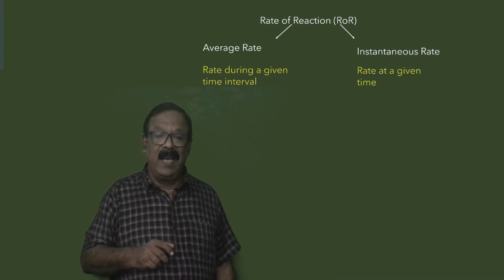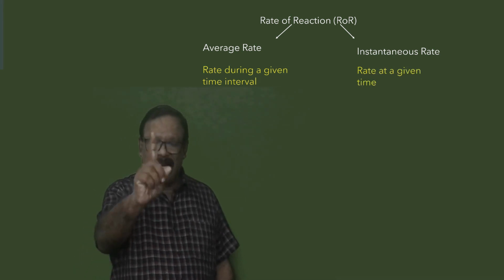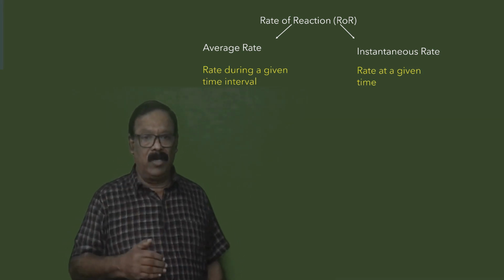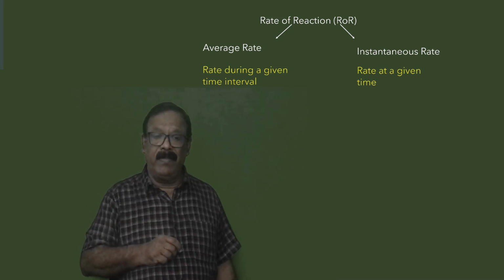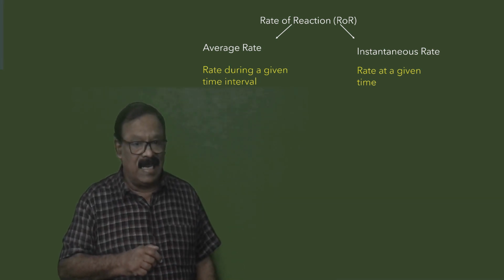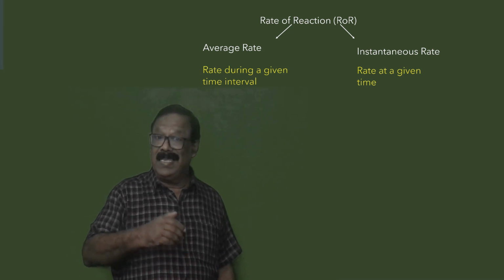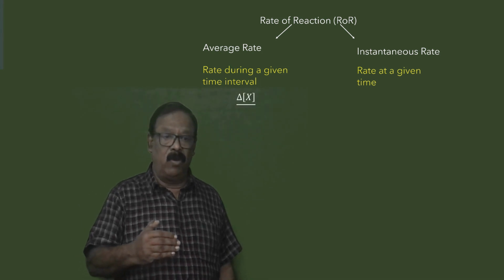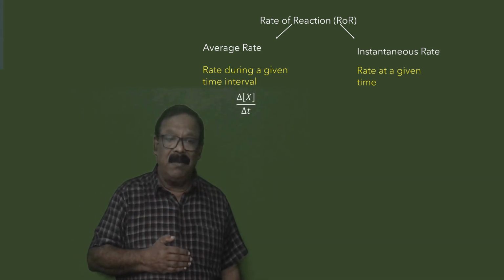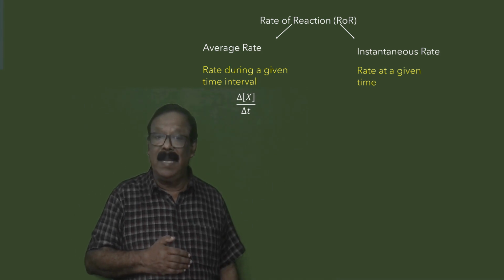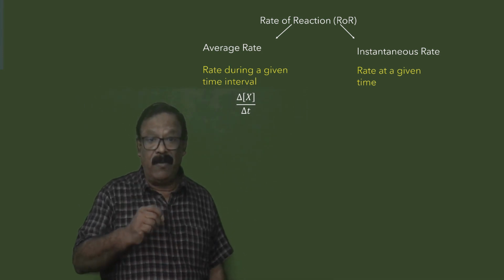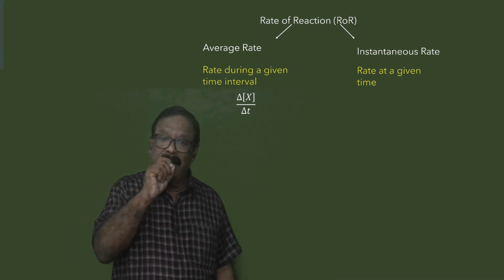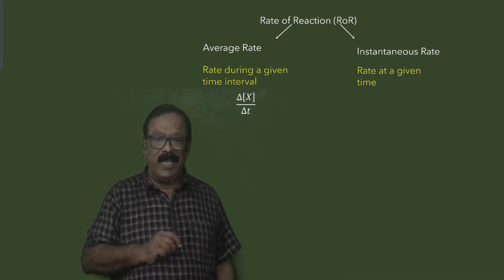Instantaneous rate is the rate at a given, fixed time, say the speed at the 10th minute, or the 15th minute. So at a given instant of time, the rate is called the instantaneous rate. So what is rate? Rate is the change in concentration with time. So we write delta x by delta t, the mathematical expression for rate of reaction. Delta stands for change. The square bracket indicates molar concentration.